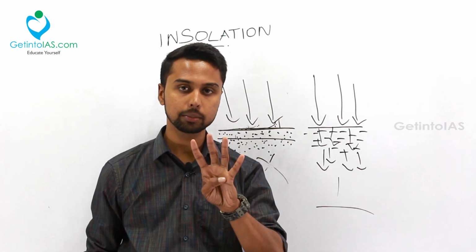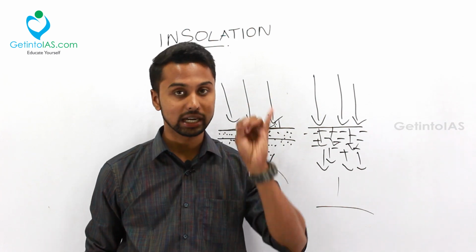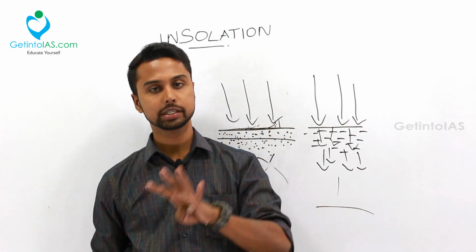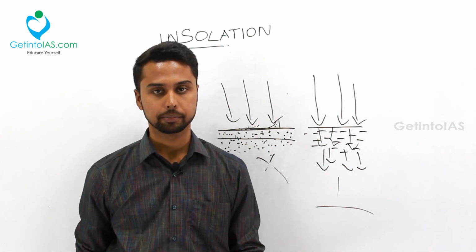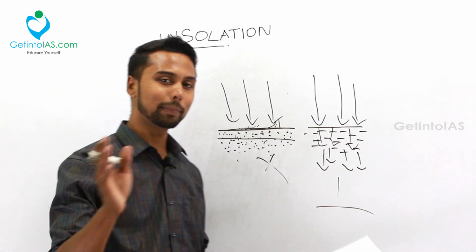There are four heating processes. One is radiation, other is convection, conduction and advection. These are the 4 heating processes. First we will see what is this radiation. Radiation is nothing but a part of insolation only.